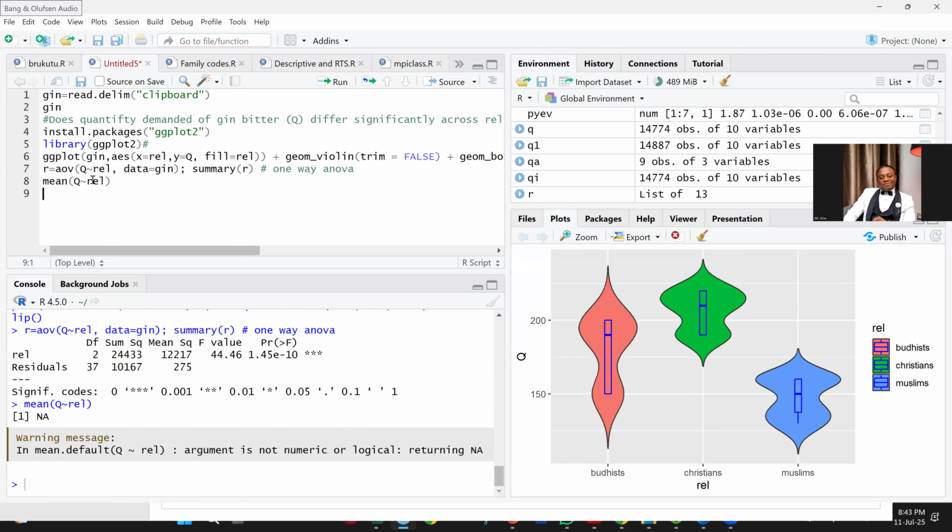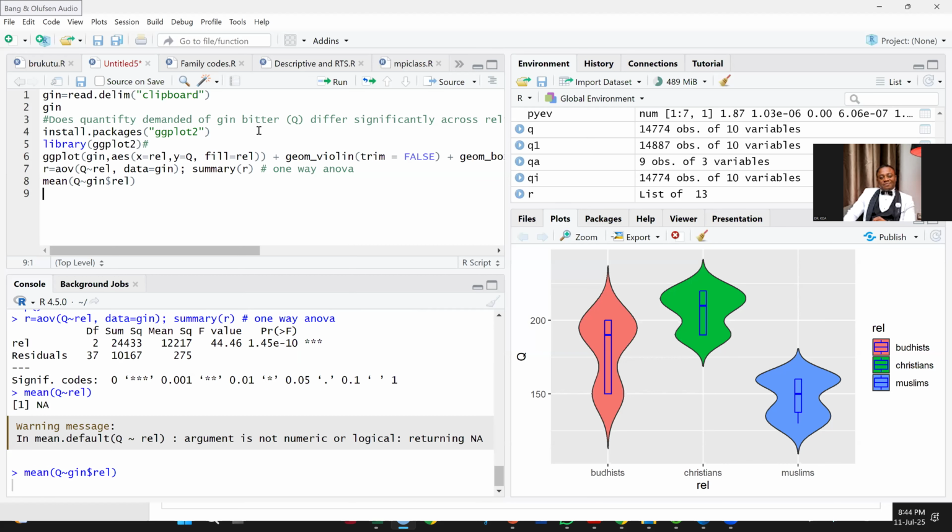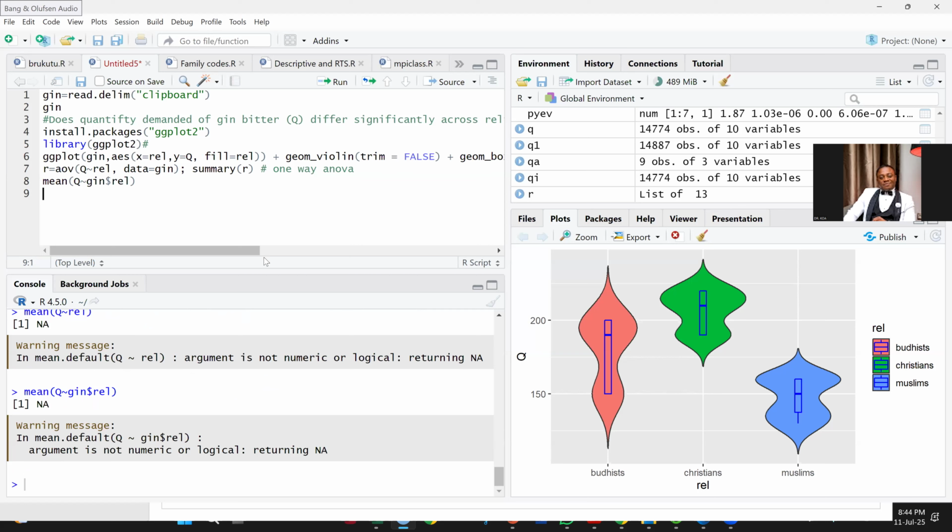This one doesn't show the result. So let me put the data name dollar sign for the religion. Patience. Let me just quickly check how to get the mean.